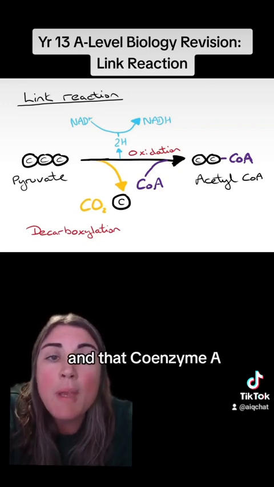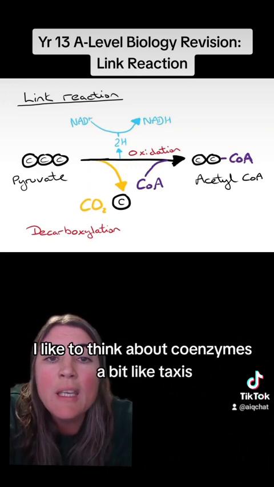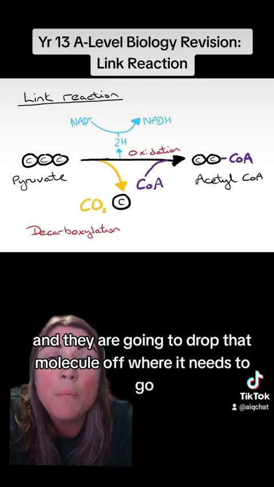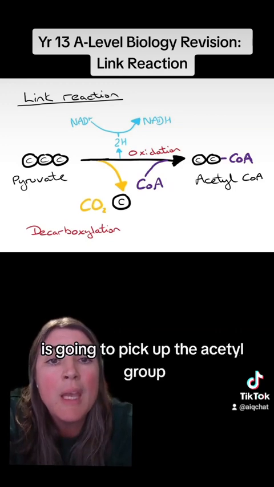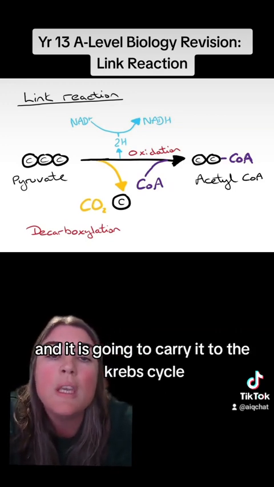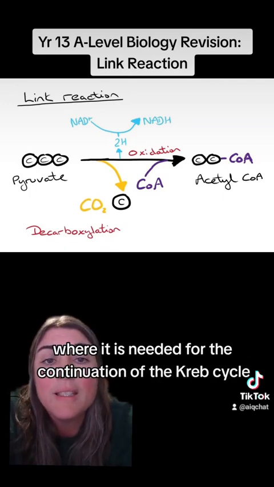And that coenzyme A, like I said before, I like to think about coenzymes a bit like taxis. They're going to pick up a molecule and drop that molecule off where it needs to go. So the coenzyme A is going to pick up the acetyl group and carry it to the Krebs cycle where it is needed for the continuation of the Krebs cycle.